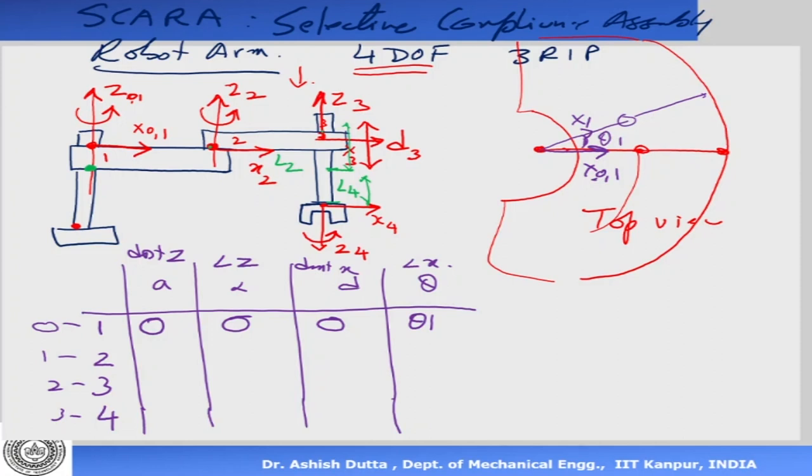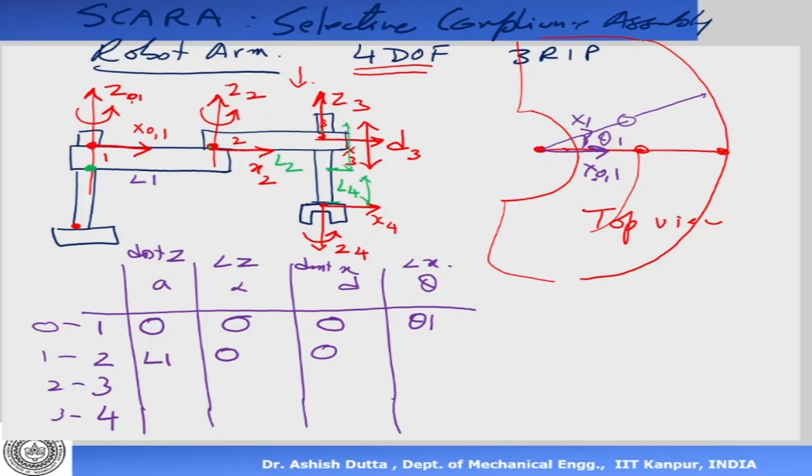Next, what is the relation between frame 2 and frame 1? Now you can see that z1 and z2 are parallel. So there is a distance between them. Let's call this distance L1. And they're parallel, so there's no angle between them. The X1 and X2 are also on the same line. There's no distance between them. With the simplification I have made, this is 0. If there was a distance between X1 and X2, then some distance would come here, at D.